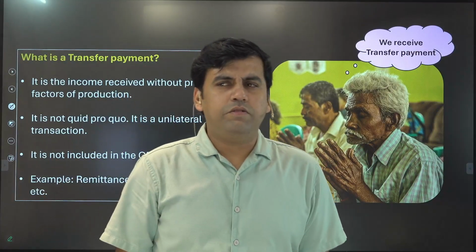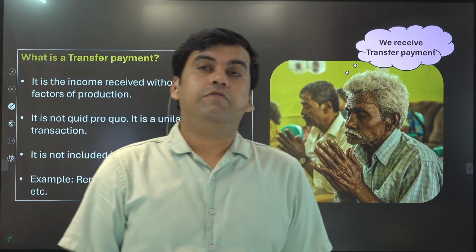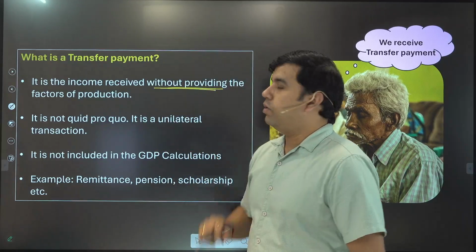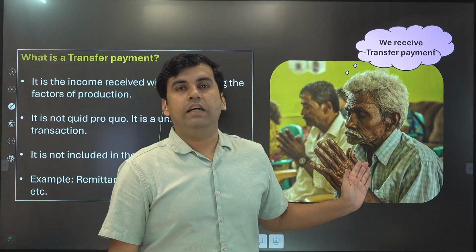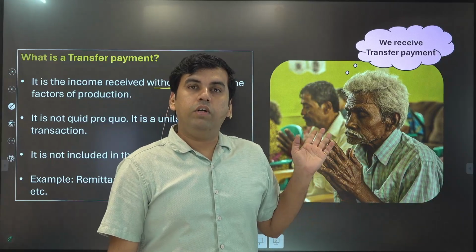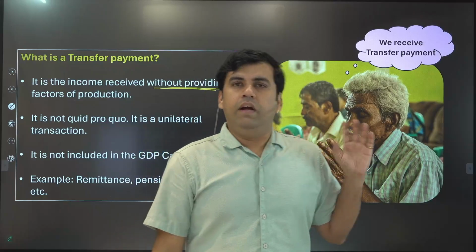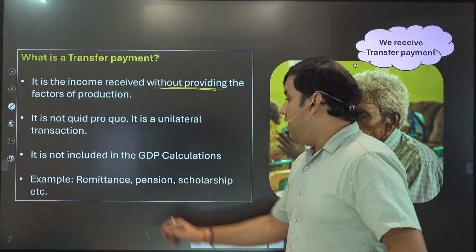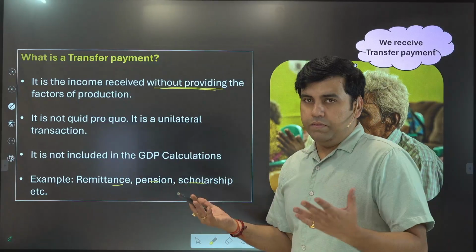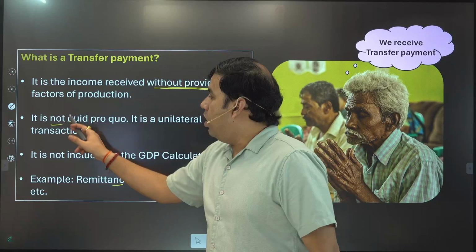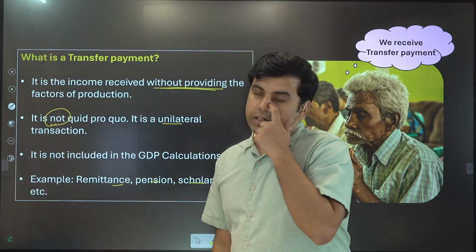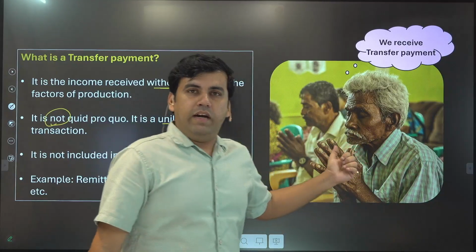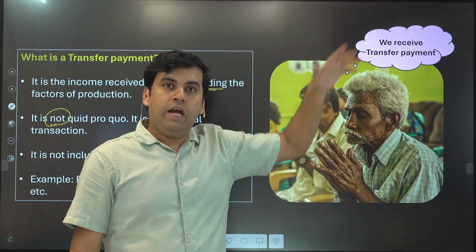The second one is, this poor person is receiving transfer payments. Why is he receiving transfer payments? He is receiving transfer payments because he is not providing any factor of production. Very old age hai yaar. He has done the work he wanted to do in his life. Now he is retired or is not capable of working. So he is receiving transfer payment: remittances, pensions, scholarship, whatever. It is not a quid pro quo. It is a unilateral transaction. Now let's say this person is retired. He worked for 35 years. Right now he's not working.